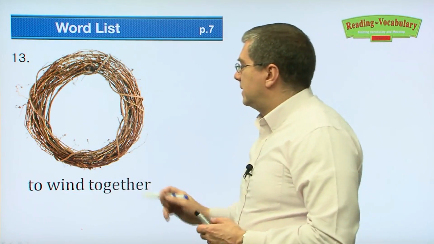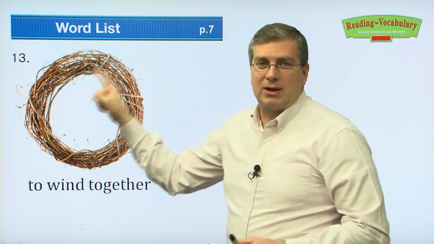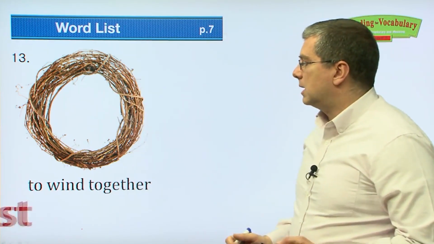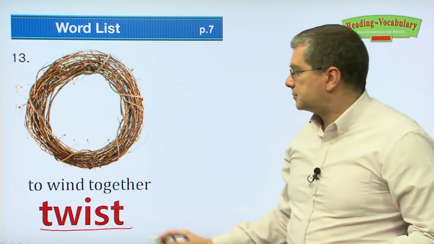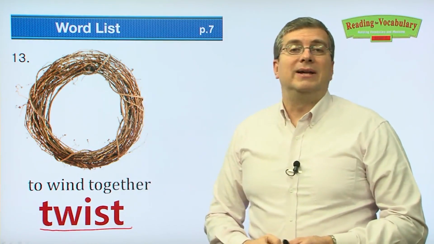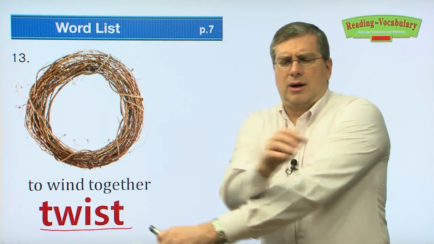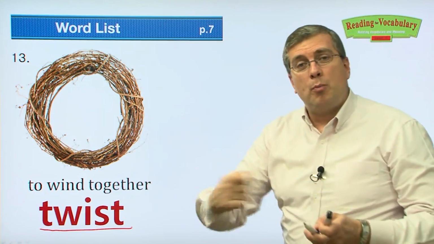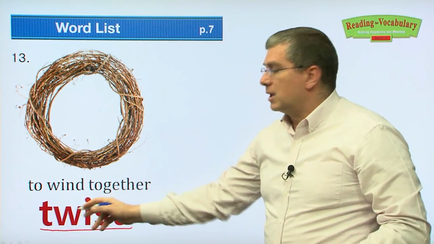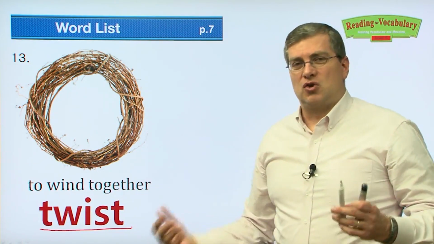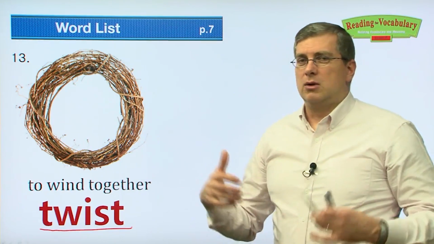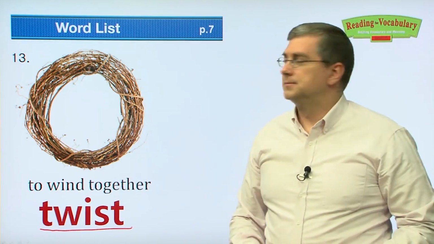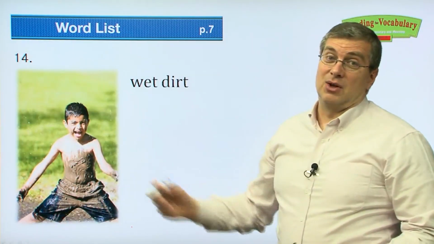Number 13, to wind together. So if you take some dead branches, some stems, and you wind them together like this, what are you doing? It's a verb, to twist, to wind together. You can wind plants together. You can wind your arms together, right? You can wind rope together. You can wind or you can twist many things. So you can twist your arms, you can twist rope, you can twist your hair, you can twist something together or wind together.